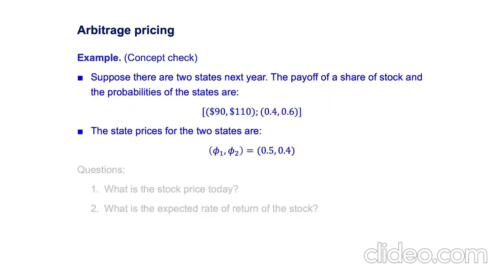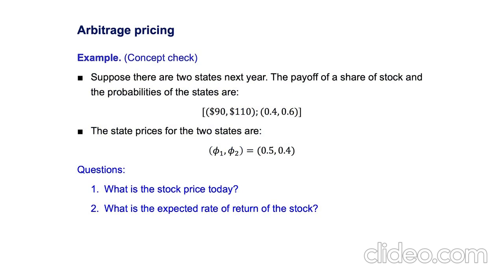Now let's consider another example. Suppose there are two states next year. The payoff of a share of stock and the probabilities of the states are $90 in state 1 and $110 in state 2, with the probabilities being 0.4 and 0.6 respectively. We're also going to assume that the state prices for the two states are 0.5 for state 1 and 0.4 for state 2. We would like to answer the following questions.